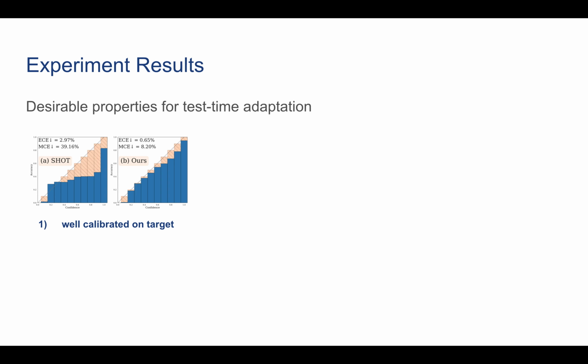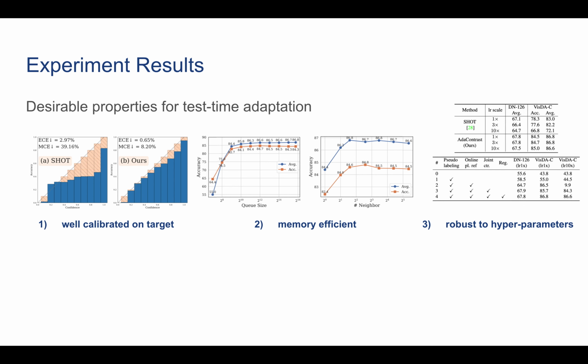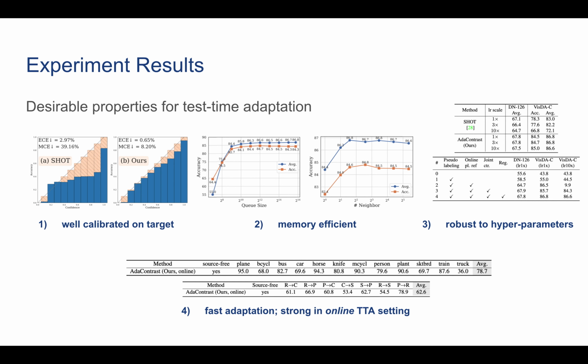First, compared to entropy-based methods, it produces a much better calibrated model on target. Second, it is memory efficient, requiring as low as 4% of the target dataset size to achieve state-of-the-art performance. Third, it's robust to hyperparameters, achieving similar performance with a wide range of choices. Last but not least, it adapts very quickly compared to the generative methods and has strong performance in online TTA settings when data arrives in a stream.